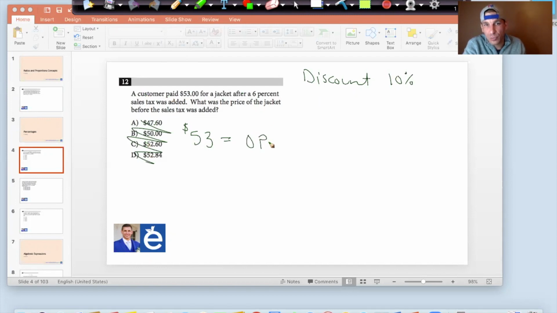You will have your original price. You're going to have your 1.06, right? But the other thing you have to account for is that, because I have a discount, you're also multiplying by 90% remaining. This is what accounts for the discount. So this is your percentage remaining after your discount.